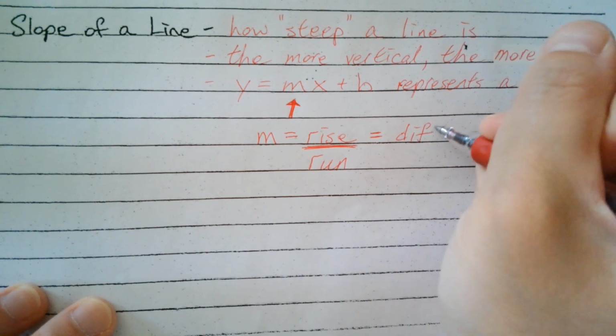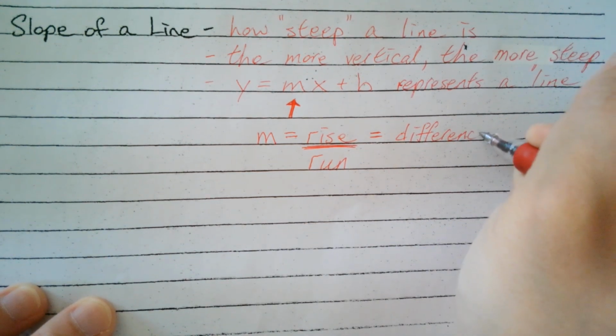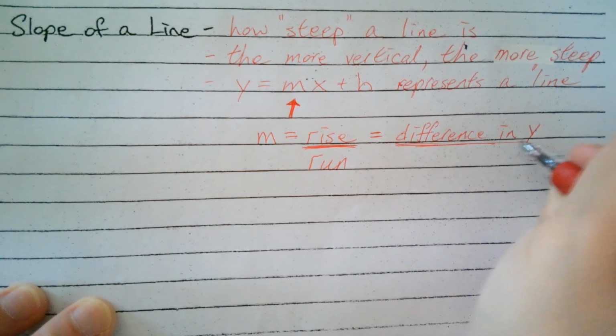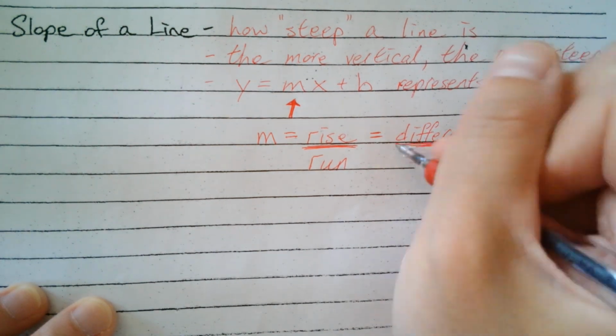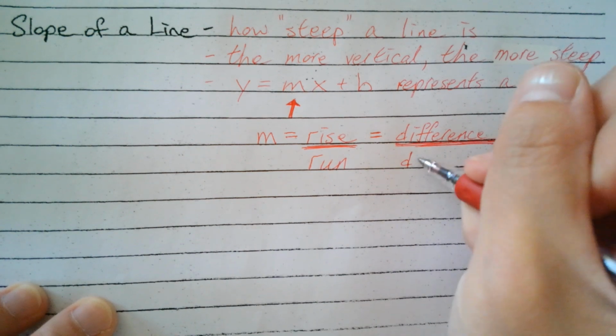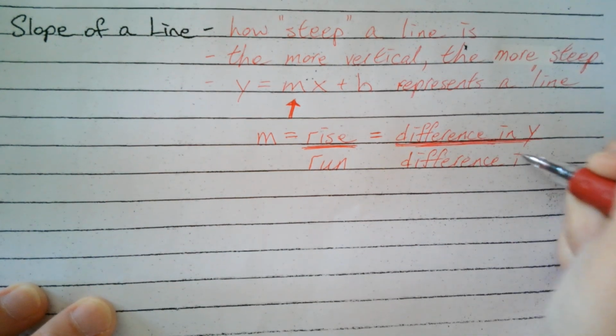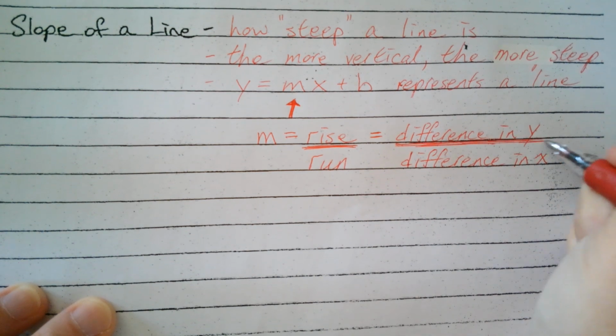You can also think of it as the difference in y over the difference in x. So if you're given 2 points, it's the difference in y over the difference in x.